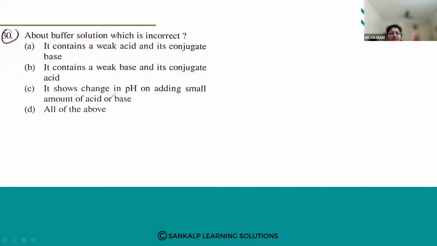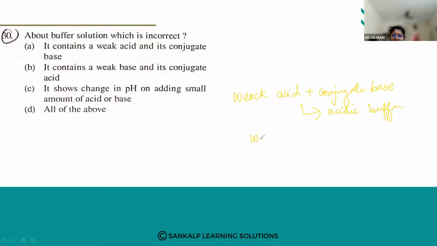About the buffer solution, what have we discussed, what is a buffer solution? There are two types of buffer: acidic buffer and basic buffer. Acidic buffer is formed with what? Weak acid plus its conjugate base. When you have a weak acid and its conjugate base, it is an acidic buffer.